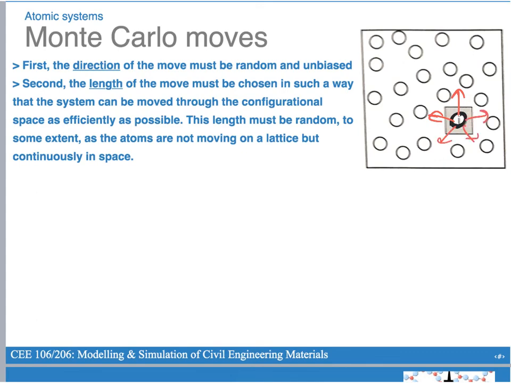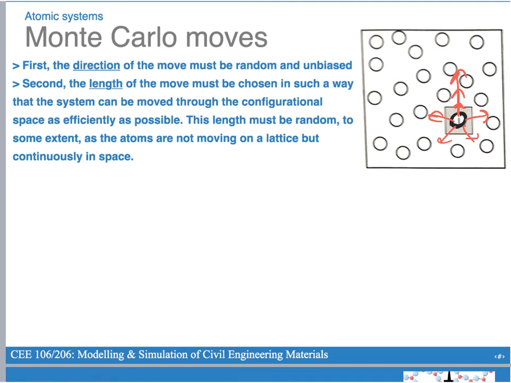When you are in two dimensions, what you need to fix the direction is to select two angles that will give you what is the direction of the move. So this is going to give you a vector, just in which direction you are going to move this atom. And then you need to select how much you are moving this atom. Are you moving this atom just a little bit, or are you going to move this atom a lot? So you need to select randomly the length of this move.